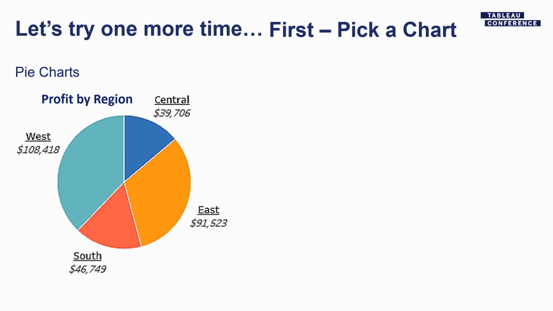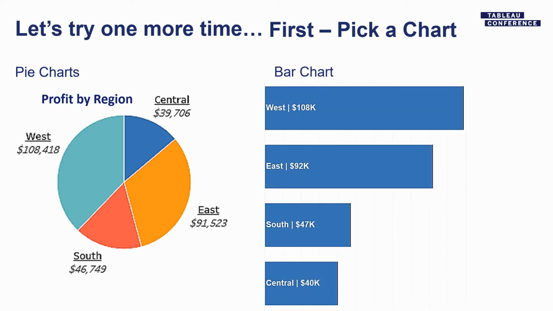By region, I can see what's going on in the east and the west, that they're a little bit bigger, but central and south, I can't really tell the difference without looking at those numbers going around the border. How should we do this instead then? What if instead we showed it as a bar? Let me take a look. So west sells the most and central sells the least. I can easily just compare the length of the bar.